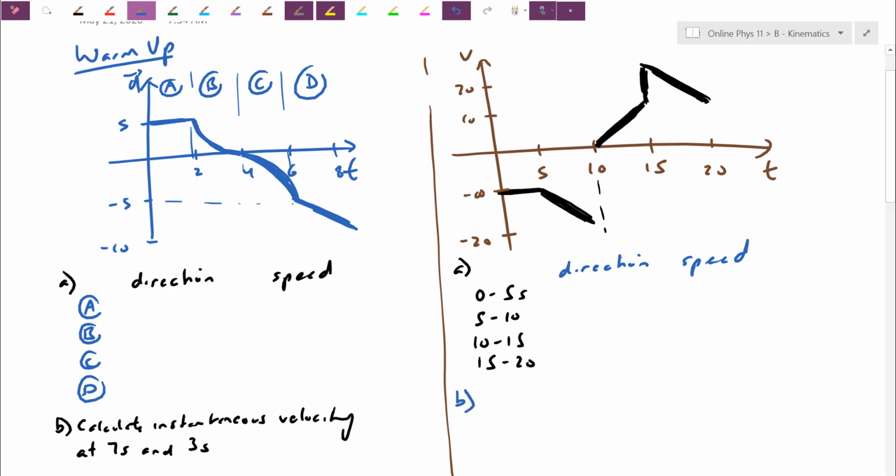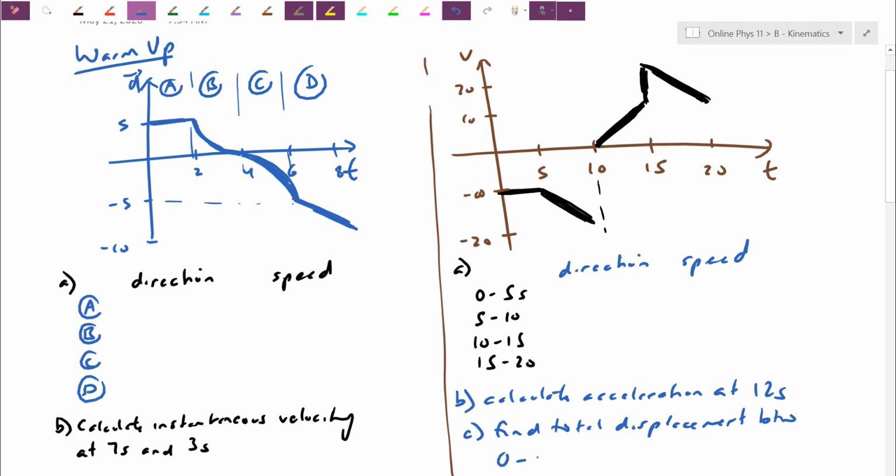And just a couple of side calculations here. Can you calculate the acceleration at 12 seconds? And also I want you to find for me here the total displacement between 0 to 20 seconds. So I plotted for you the next 20 seconds of motion. How far does the guy get? Okay. I'd really encourage you just to pause the video, try it out for yourself, see how much of this you remember. And then when you unpause, you can have a look at what we did here.